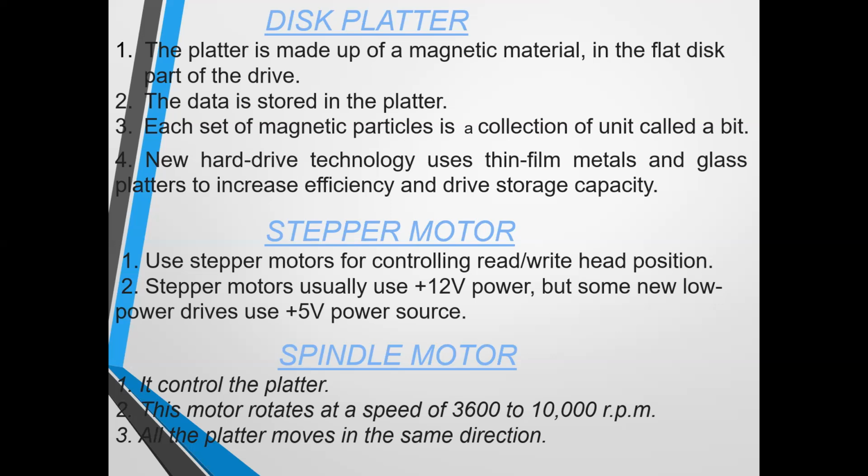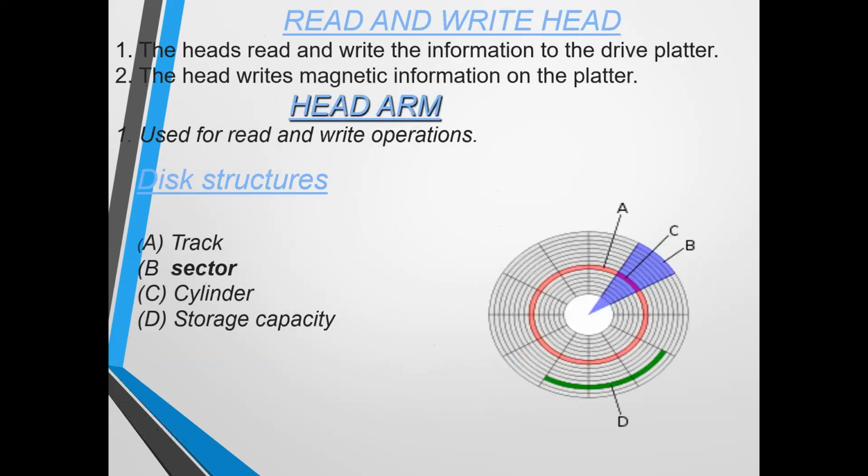So spindle motors, we've seen that they help in controlling this platter, and the motor keeps rotating at different speeds. Speeds can range from 3,600 to 10,000 rotations per minute. So they are scanning and moving and reading at a very fast rate. All the platters move in the same direction. If they're moving clockwise, that is it. If they're moving anti-clockwise, they all move in the same direction.